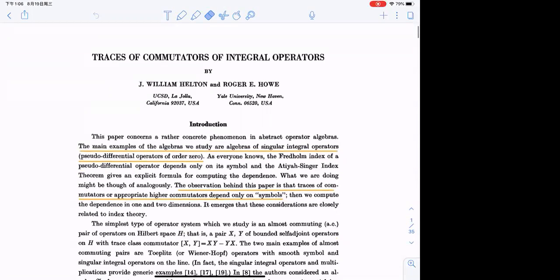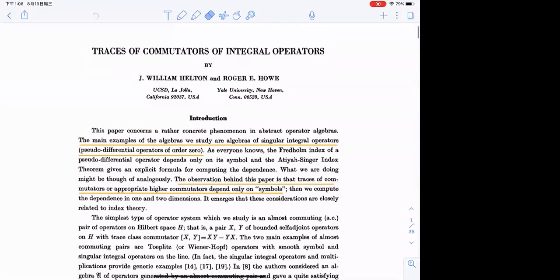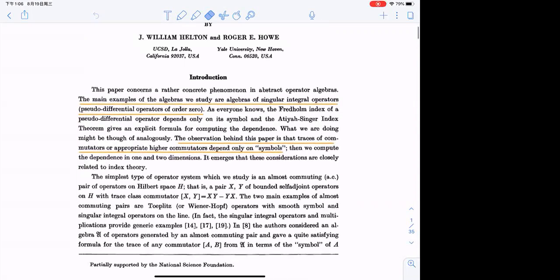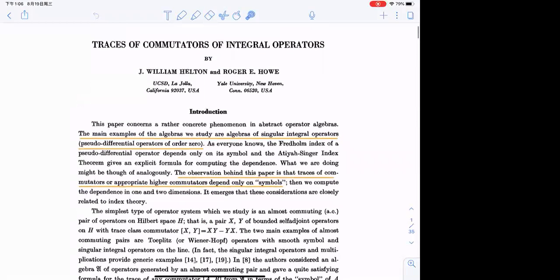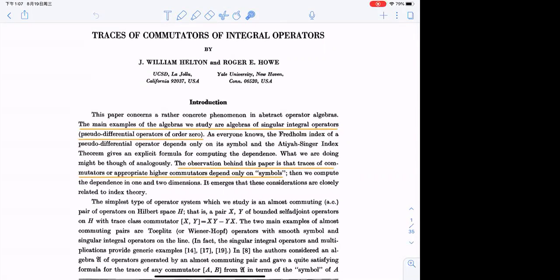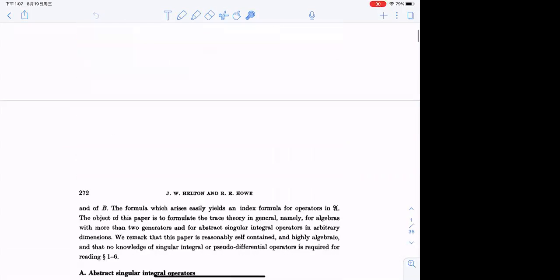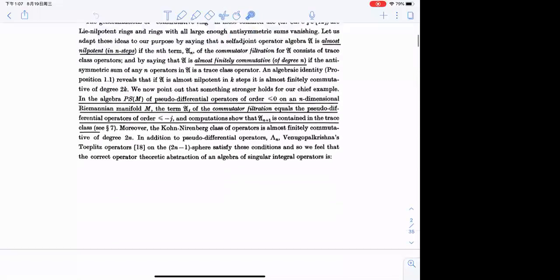This is the second paper in a series. In the first paper, the authors considered these normal commutators and built an index formula for them. And this is a generalization for k-tuples of operators. So basically, they consider generalizations of, say, the algebra of pseudo-differential operators, or Toeplitz operators, and they developed some abstract theory.